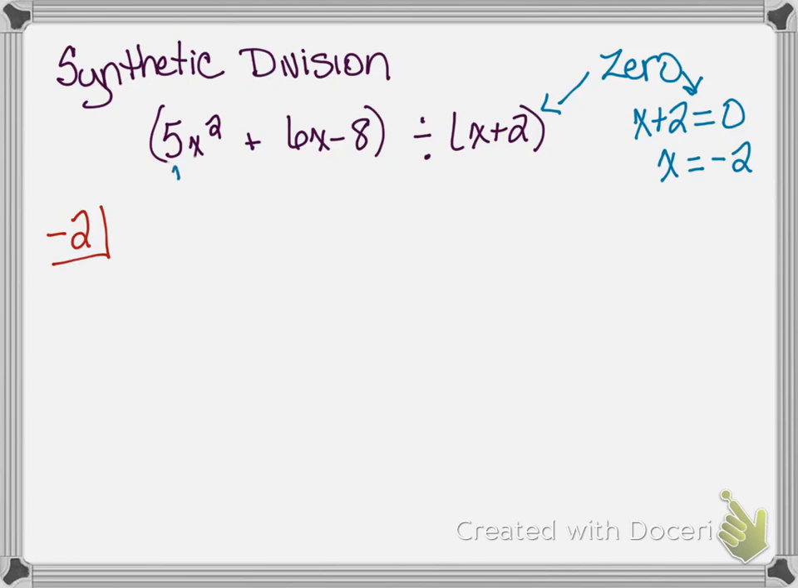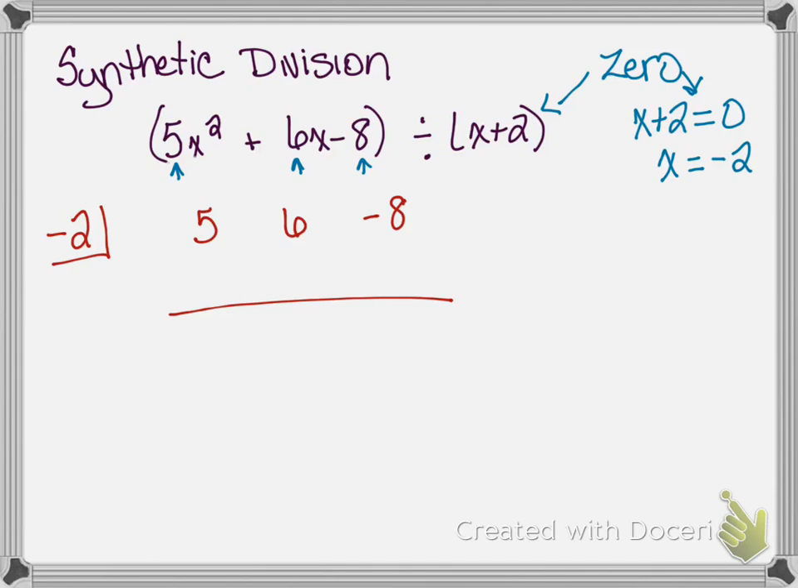The next thing that I do is I focus on my coefficients. I don't write down the x squared and the x. I just write down the coefficients. So I have 5, I have 6, and I have negative 8. So this is what a synthetic division problem looks like.